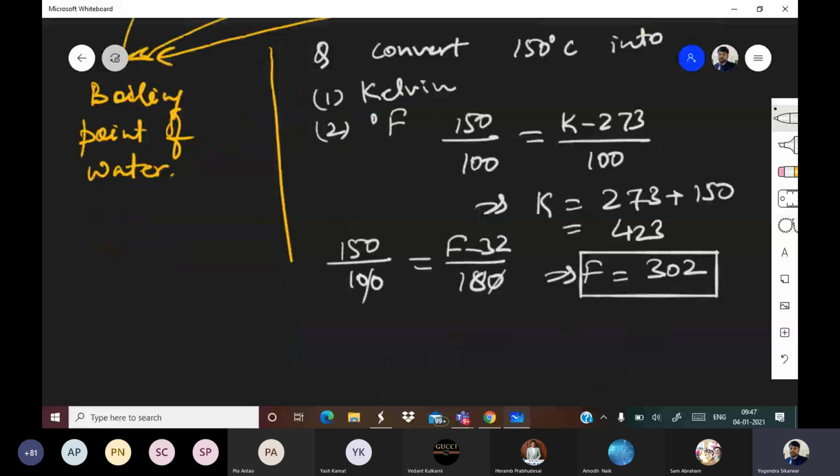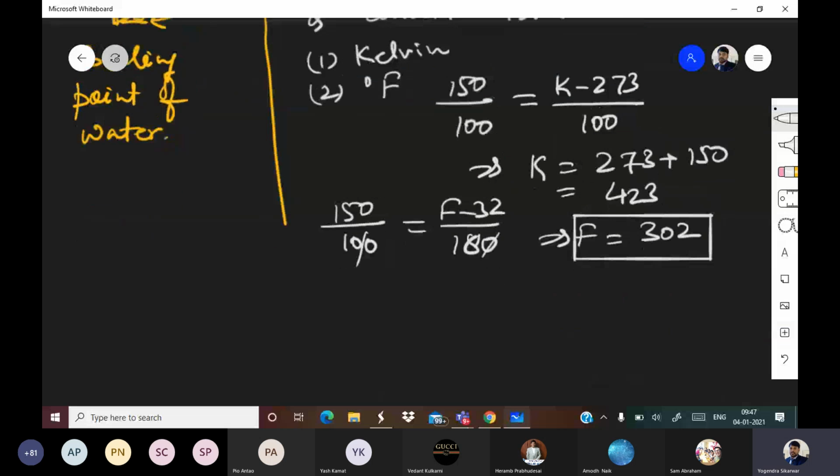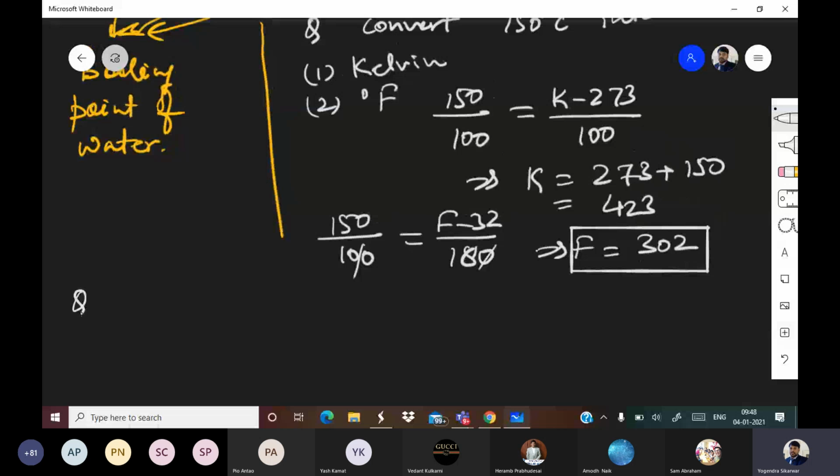Next question. Convert 200 degree Fahrenheit into, number 1, degree Celsius, number 2, Kelvin. Please solve.